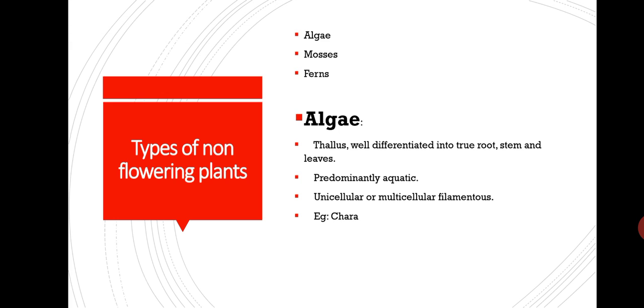So what are non-flowering plants? Usually the plants which cannot produce flowers or seeds are called non-flowering plants, and based on their nature or appearance they can be divided into three types: algae, mosses and ferns.